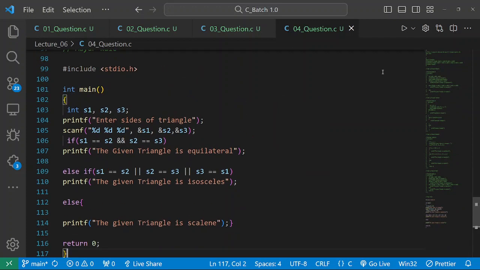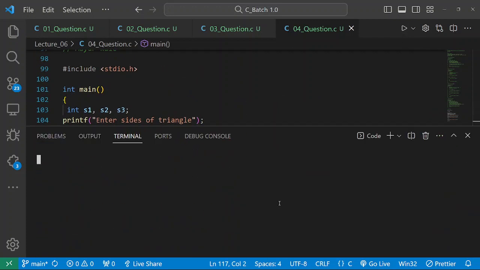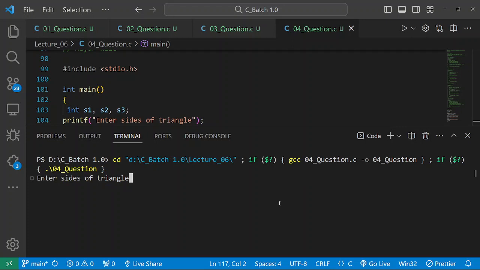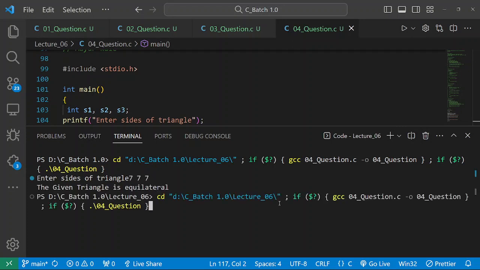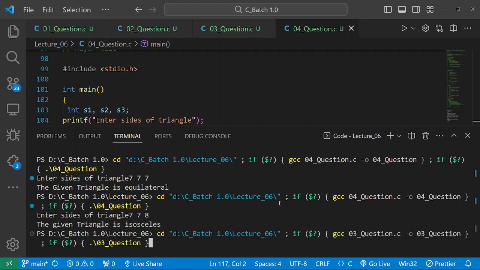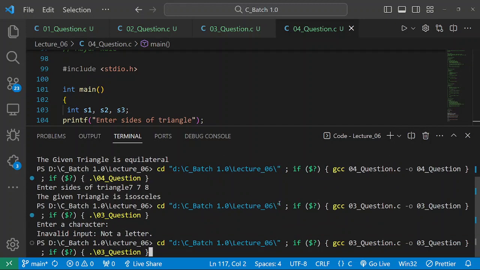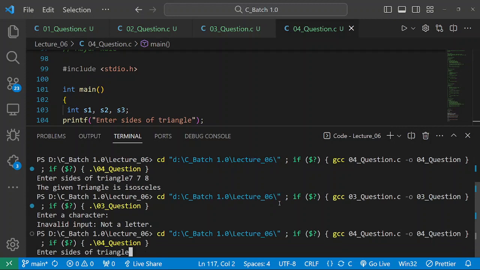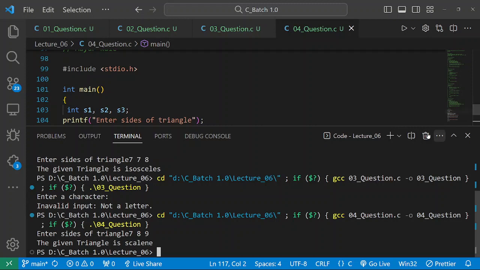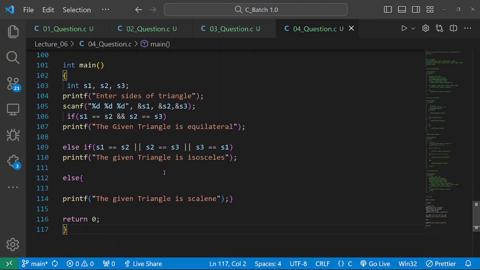Let me save it and run it. Correct, correct. Sorry, just the question number 4. 7, 8, 9. Yeah, it's working fine. Correct, Mayur. Let me comment all code.